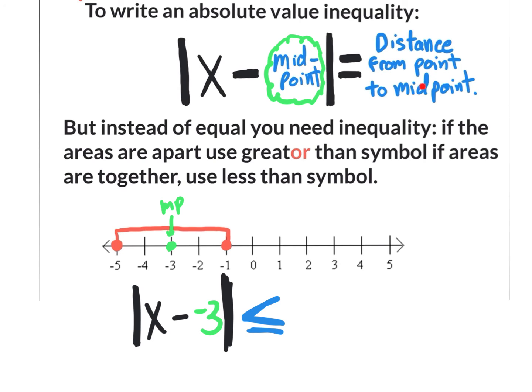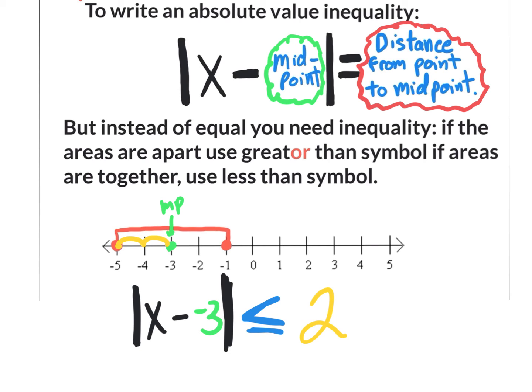And over here on this side, it says the distance from a point to the midpoint. So what's the distance from either this point or that point to the middle? 2. Okay, so let me show you visually. From here, it's 1 unit, 2 units. So that's where we get the 2 from on that side. And believe it or not, that is your absolute value inequality that would produce that graph.